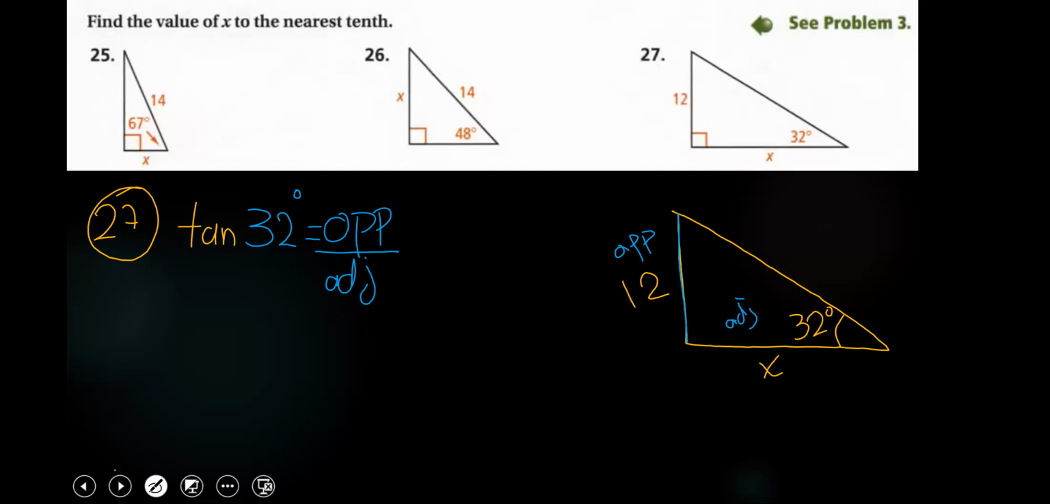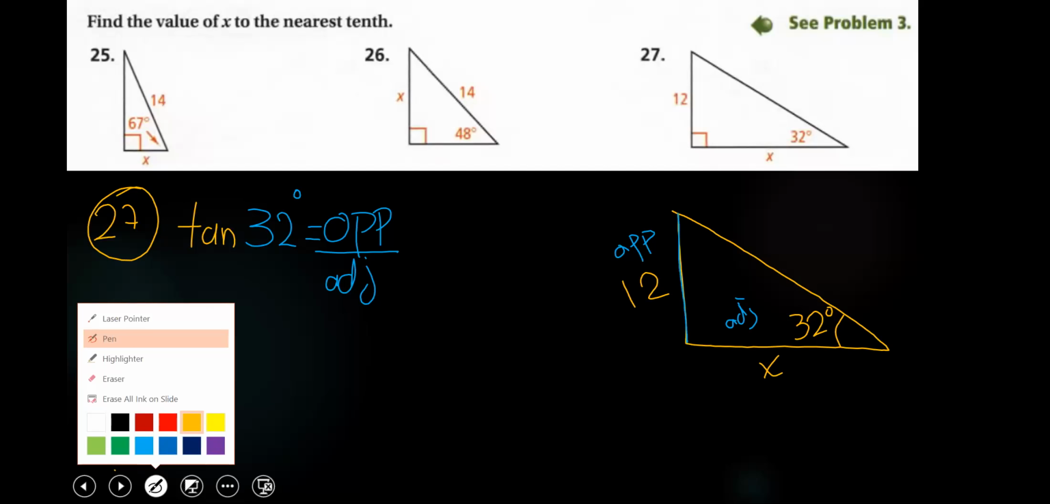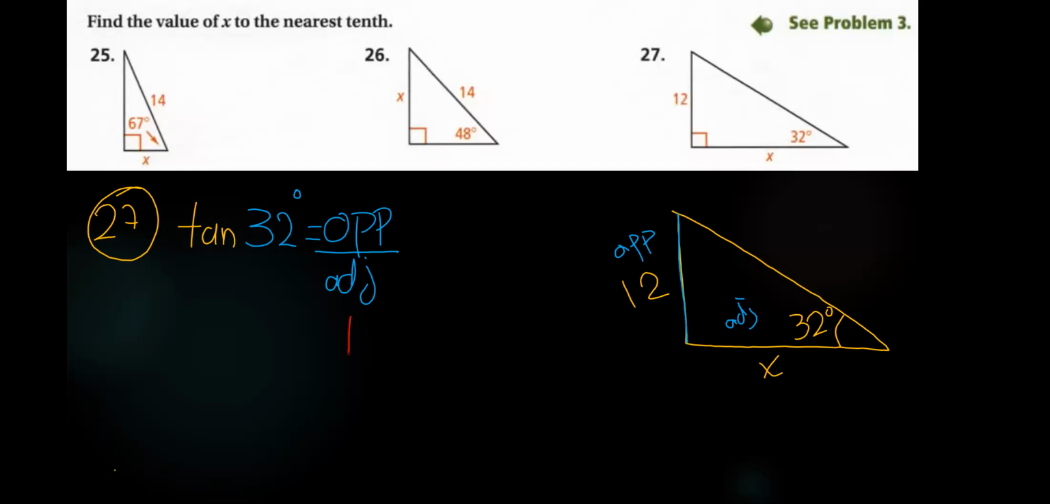It's so easy. I know the opposite, I know the adjacent, I know the angle. By the tan, I can find the adjacent here. Now where's the opposite? As you told me, it is 12. Where's the adjacent? It is x. Now I need to find tan 32.